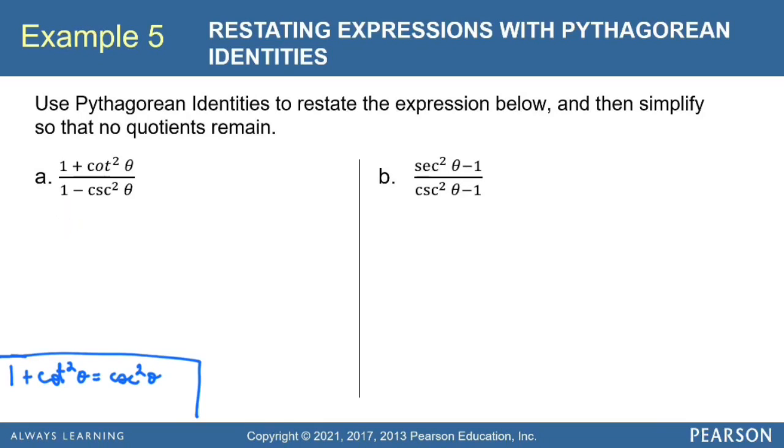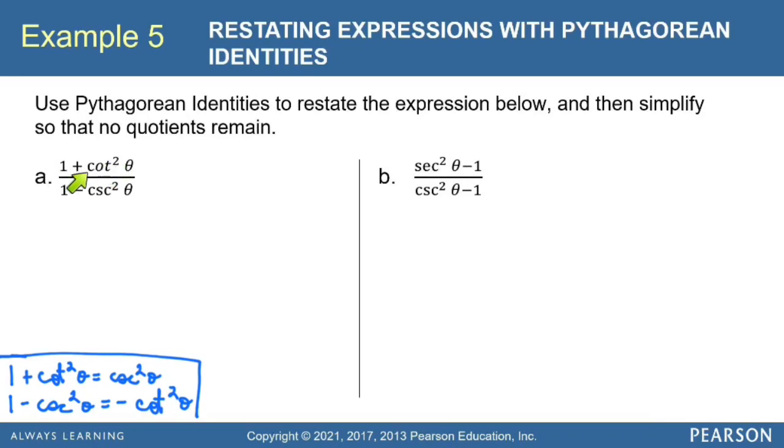So in order to rearrange these terms so that one of the sides has 1 minus cosecant squared theta, I'm going to need to leave this 1 positive and bring this cosecant squared theta over here. And then I'm also going to have to bring the cotangent squared theta to the right side. So that would become 1 minus cosecant squared theta equals negative cotangent squared theta. Okay, now let's do our substitution.